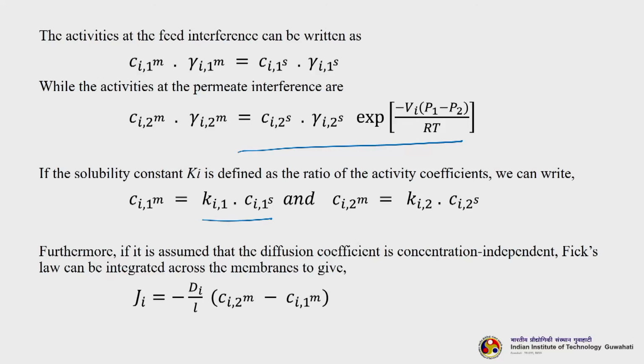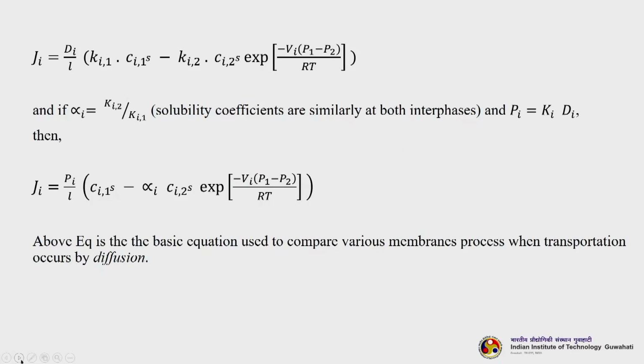Furthermore, if it is assumed that the diffusion coefficient is concentration independent, Fick's law can be integrated. So, we can write the flux equals minus D I by L times C I 2 m minus C I 1 m. Here J I can be expressed after substituting from the earlier equations, and if we write alpha equals K I 2 by K I 1, that is the solubility coefficients are similar at both interfaces, and P I equals K I D I, then we can express the flux in this manner in terms of alpha and the pressure difference, that is the pressure at the upstream side and the downstream side, P 1 and P 2.